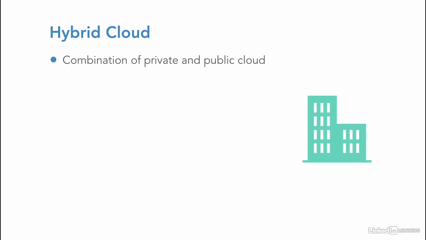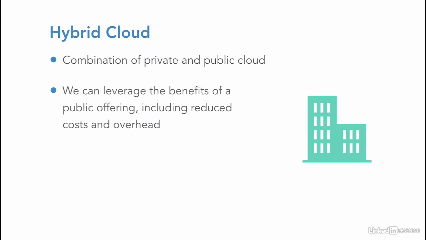And the hybrid cloud matches the condo. It's a combination of the private and public cloud. The organization can leverage the benefits of the public cloud offering, including the reduced costs and overhead. Again, much like our condo, we can take advantage of somebody cutting the grass. One of the biggest reasons to move to a hybrid cloud is we can specify the location of resources. For example, we may need to keep certain resources in our private cloud to meet compliance requirements or security requirements.